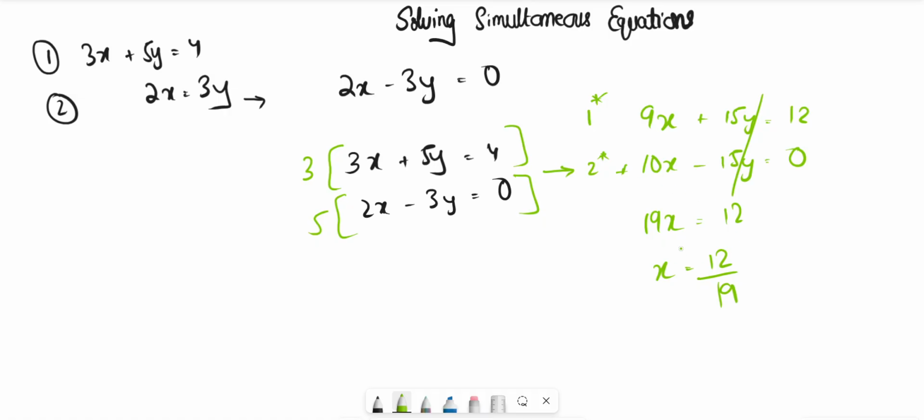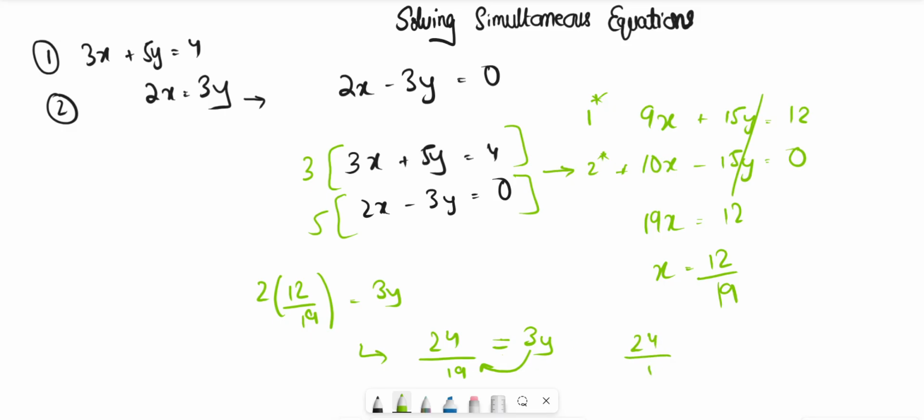Now let's put this value of x into equation 2. 2 into 12 upon 19 equals 3y. This will be 24 upon 19 equals 3y. And if 3 goes to this side of the equation, it's going to be divided again. So 24 upon 19 divided by 3, which is 24 upon 19 multiplied by 1 upon 3. This gives us 24 upon 57, or 8 upon 19.